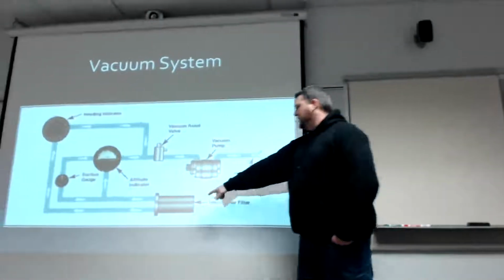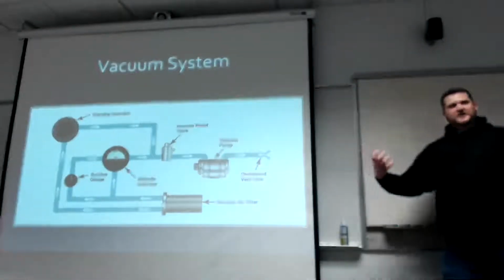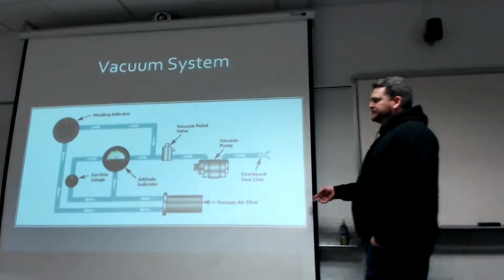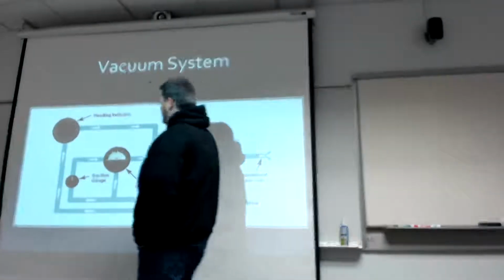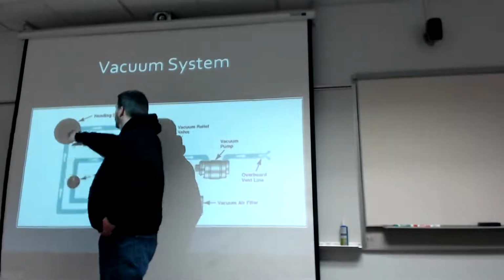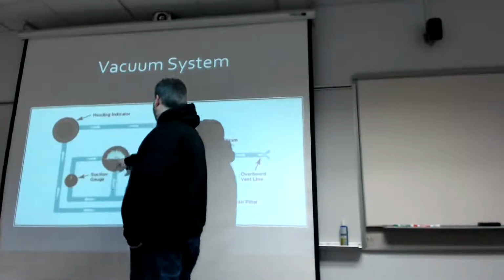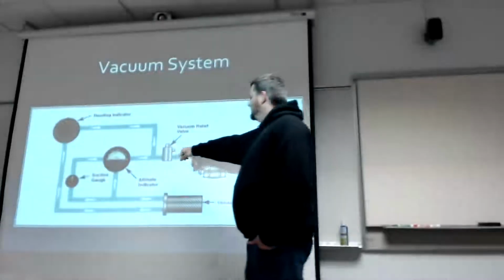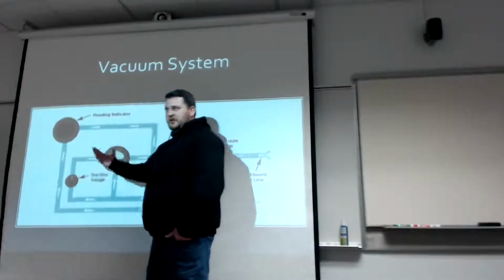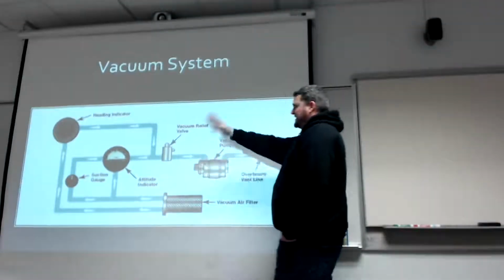The vacuum filter is right here. That is actually in the cockpit, behind the instrument panel. Air is drawn through it, and it goes through the suction gauge to show you what the suction pressure is, through the heading indicator, through the attitude indicator, and through the vacuum relief valve, which maintains suction where it's supposed to be, so you don't get an overpressurization of the system and damage your indicators.